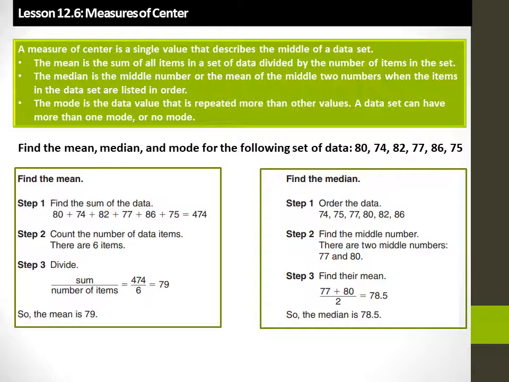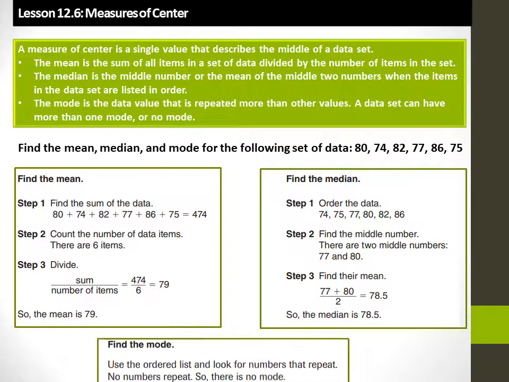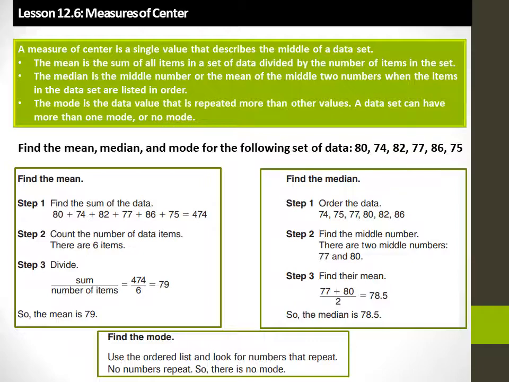If we had only 5 items, the median would be the third item. Let's say we had the data 74, 75, 77, 80, 82 without 86, the median would be 77. Find the mode. Use the ordered list and look for numbers that repeat. No numbers repeat, so there is no mode.